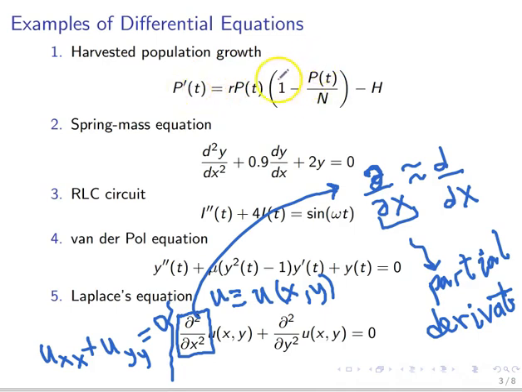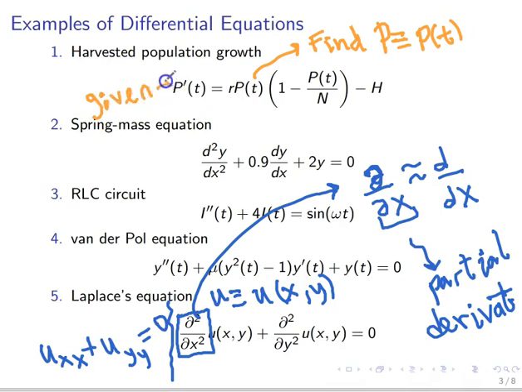But in ordinary differential equations, the unknown functions are basically the goal. Solving the equation means that we would find the function that is unknown. So for example, in this case of harvested population growth, we would like to find P. P is a function of time, and the goal is that given the ordinary differential equation P prime equals rP times quantity 1 minus P over N minus h, we would like to find P. P is considered the unknown.